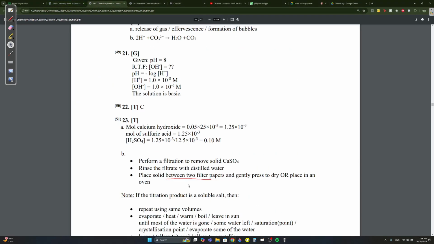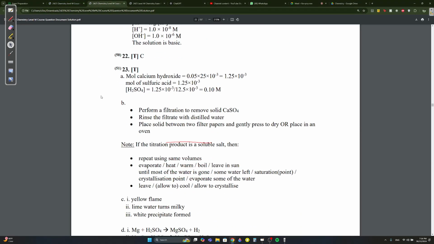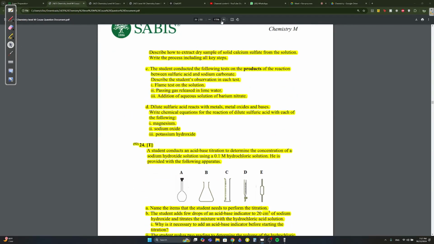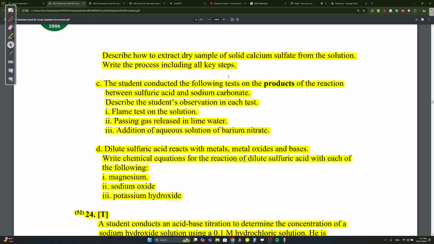And then he said if the titration product is a soluble salt, then what do you do? You have to use crystallization, right? Evaporate by heating until more concentrated, and then allow cooling to crystallize. This is for crystallization. I mentioned it in the notes, inside the quiz. You should know it. That's if it was soluble. See, we don't need crystallization here.